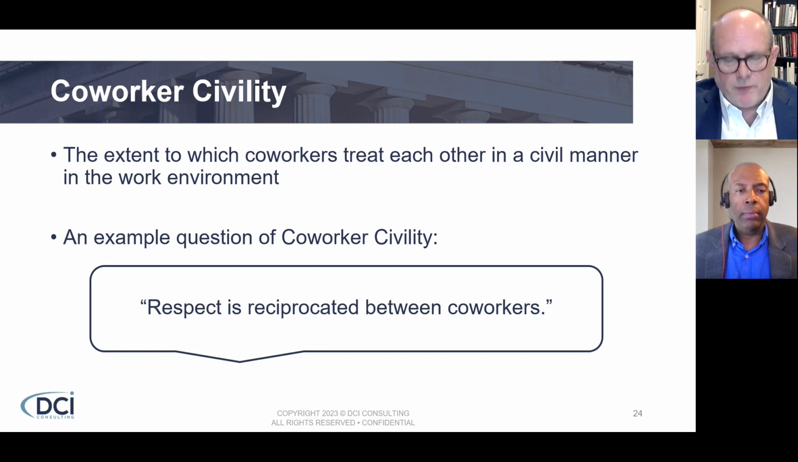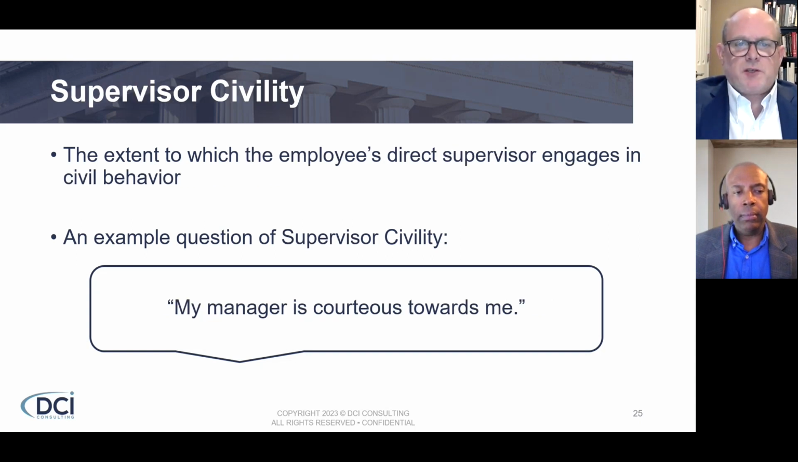Another factor, supervisor civility. This is the extent to which the employee's direct supervisor engages in civil behavior. This is important because when we were writing questions, we had direct supervisor, and then we had senior management or upper management. The senior management questions never really provided good results, probably because they might have been a little too vague or nebulous. When you say upper management, who do you mean? But your direct supervisor was clear enough that it provided us with good psychometric results.